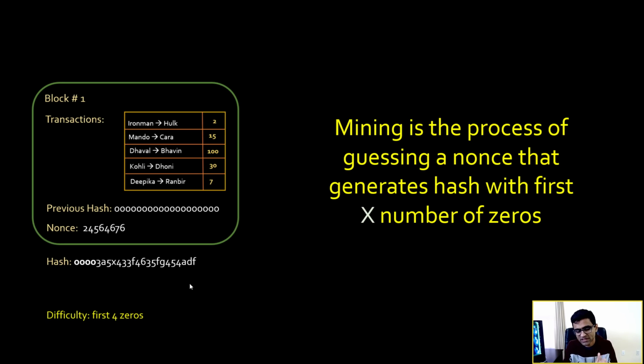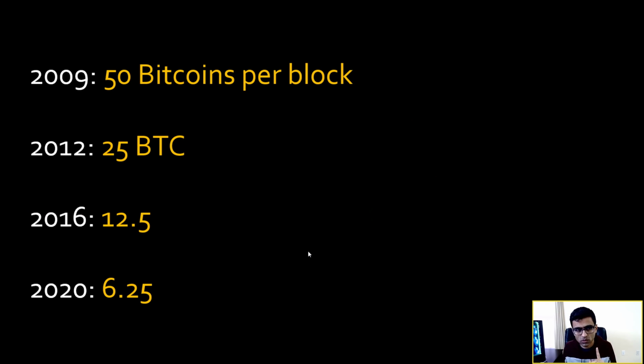So here we said it's the first 4 zeros. In reality, it will be like the first 30 zeros, 60 zeros, depending from time to time. And all these miners, they are not doing any rocket science. They are not doing any algorithmic work, guys. You can also do Bitcoin mining. We'll write the code right after this theory session. It's a very simple for loop where you are trying different nonces and trying to figure out a hash where the first X number of digits are 0.